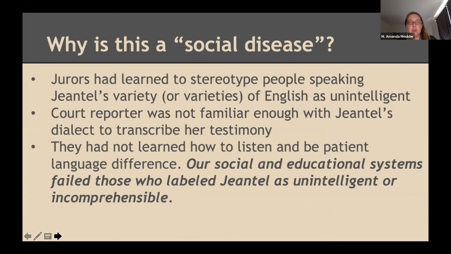So why is this a social disease? Jurors had learned to stereotype people speaking Jeantel's variety or varieties of English as unintelligent. The court reporter was not familiar enough with her dialect to transcribe her testimony. They had not learned how to listen, how to be patient with language difference. Our social and educational systems had failed those who labeled her as unintelligent or incomprehensible. So ironically, even though they were labeling her as uneducated, it was really them that we could label as uneducated.